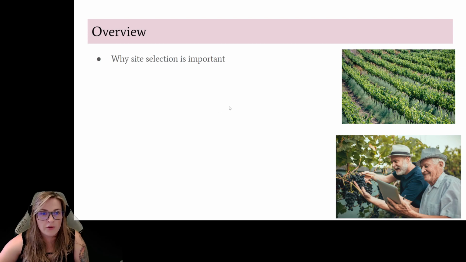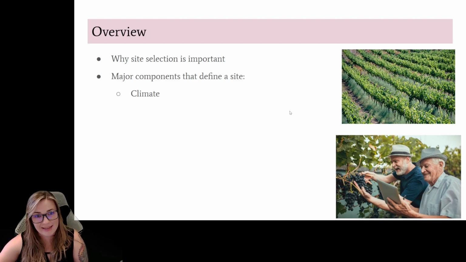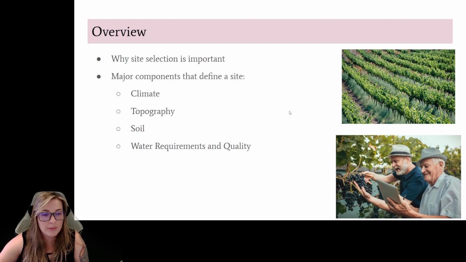Okay, so an overview of what we're going to talk about: why site selection is important, right? The major components that define a site, such as climate, topography, and soil, but also water requirements and the quality of water. We don't always have access to the most quality water for agriculture, or let alone for human consumption. I know that might be surprising because we just take it for granted all the time, but that's also a component we're going to talk about.